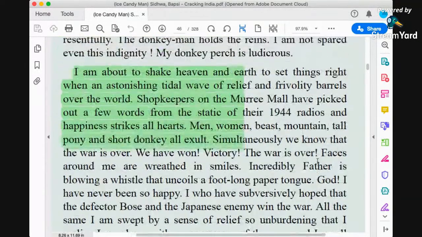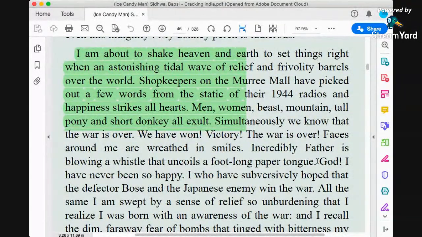This paragraph is significant in many ways. Number one, people are in Murree, but that's not significant to talk about. The significant thing is that as soon as the news of the end of the war and the British victory in the Second World War comes on the radio, everybody becomes happy.